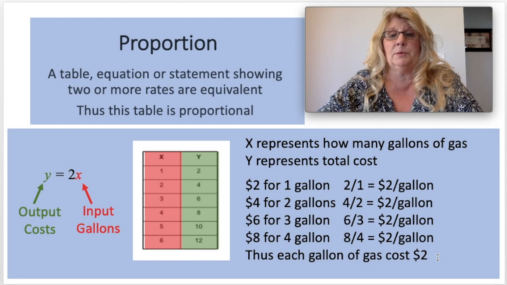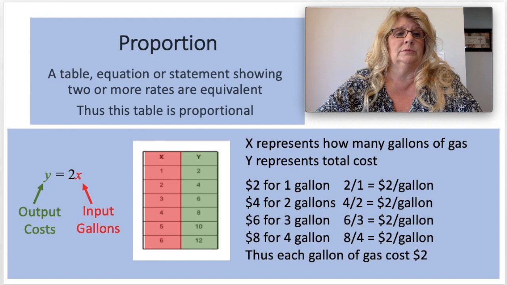Therefore, yes, it is proportional, and I can solve that with an equation, y equals 2x. If I take 2 times 1, I get 2. If I take 2 times 2, I get 4. I take 2 times 3, I get 6. 2 times 4 is 8. 2 times 5 is 10. 2 times 6 is 12. Therefore, it is proportional.